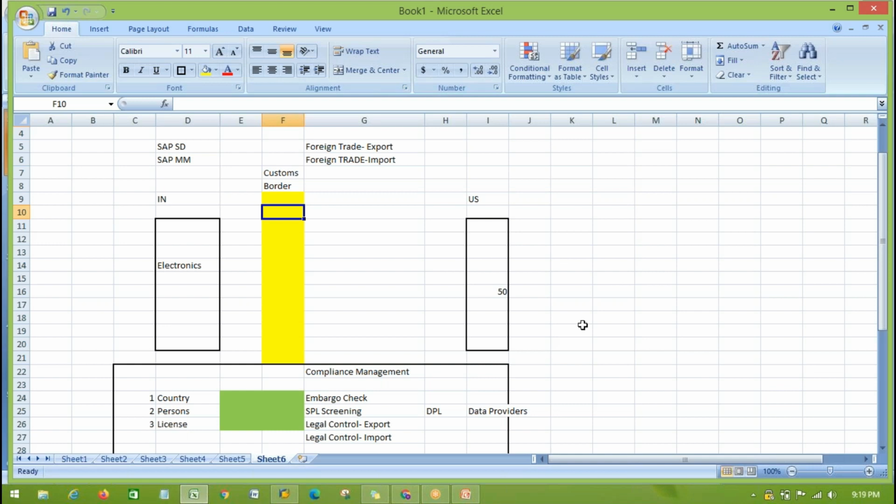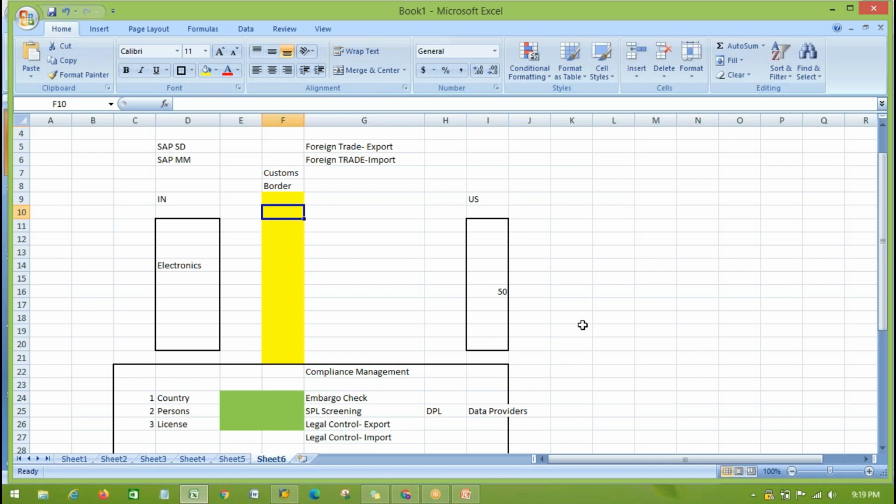When it comes to transaction data, from the sales or export side it is sales document, outbound delivery, billing document. From the import side, purchase order, inbound deliveries, and material documents. So these three things we need to understand, and everything else we will take care of in our SAP GTS.